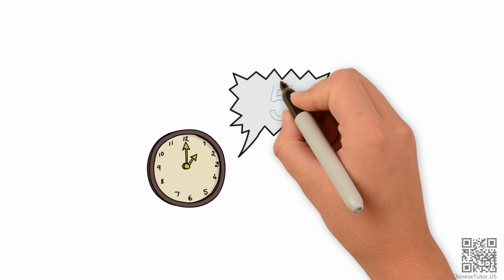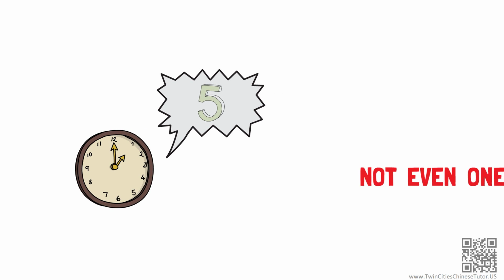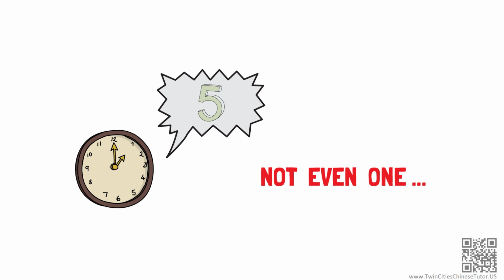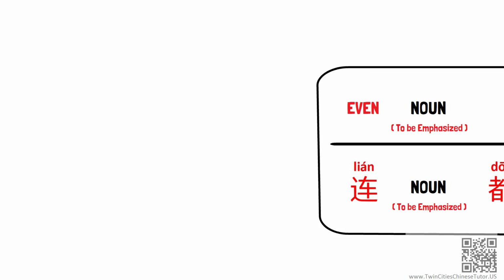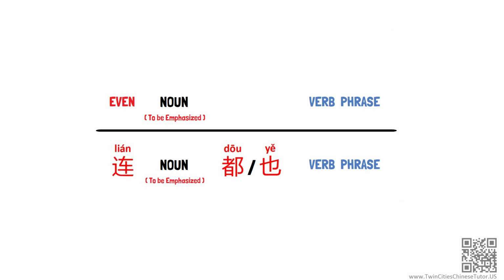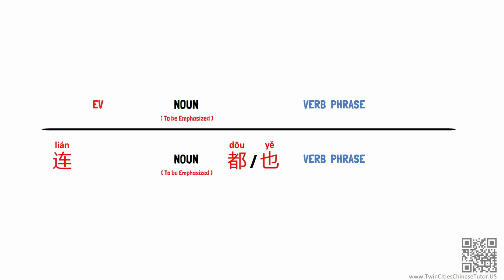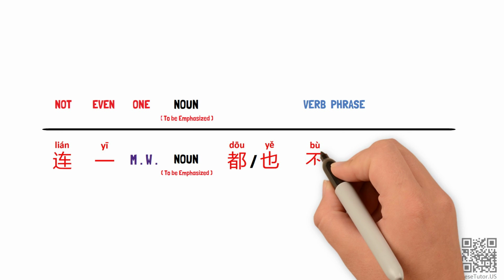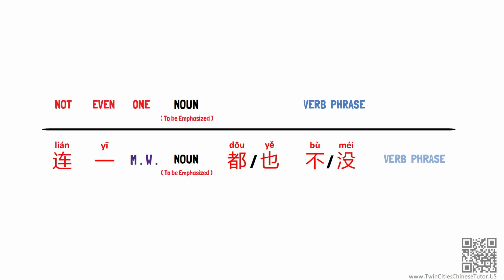To help Ellie, in the next 5 minutes, we're going to look at how to express not even one in Chinese. Let's start. In the last video, we introduced the most common ways to express even in Chinese. To express not even one, the easiest maneuver is to add "one" plus measure word right before the noun to be emphasized, and the Chinese word not, 不 or 没, right before the verb.